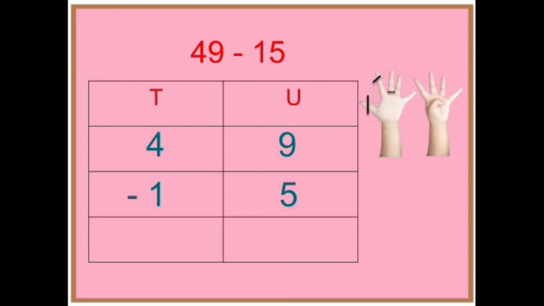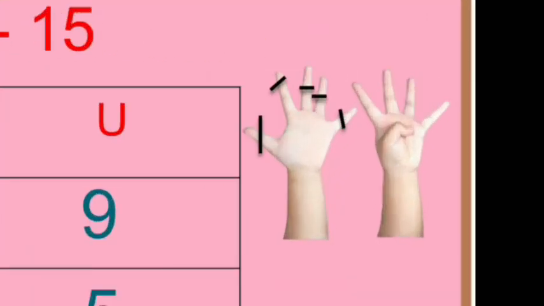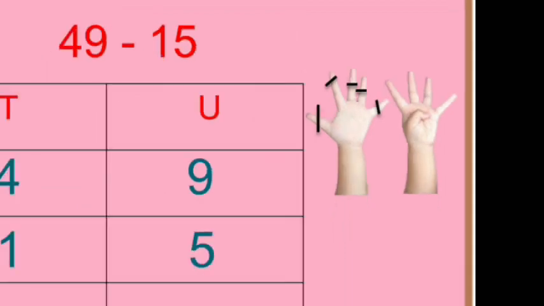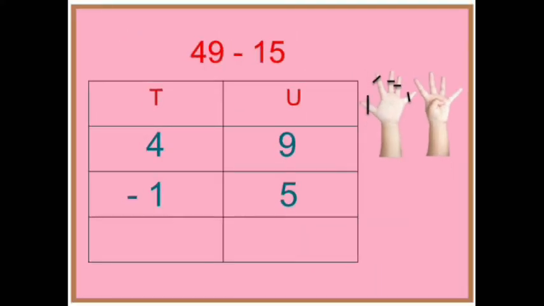1, 2, 3, 4, 5. Now, how many fingers are remaining? 1, 2, 3, 4. 4 fingers are remaining. So, we will write 4 in units place. Now we should subtract the digits in the tens place. They are 4 and 1.